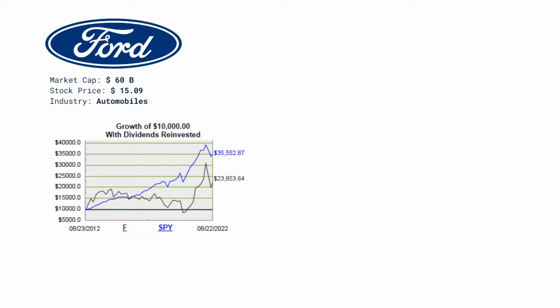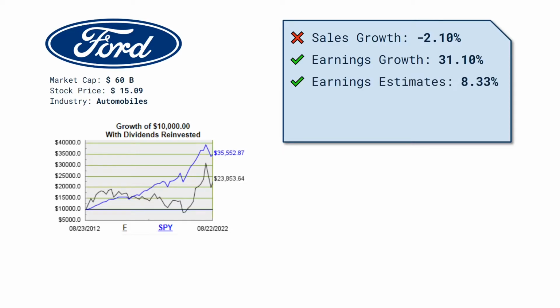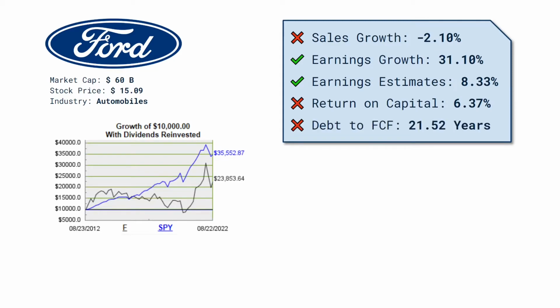Now for some financial data. Sales growth is negative -2.1%. Earnings growth is up a lot though, 31.1%. The analysts expect future earnings to be 8.3% annually. The return on capital is a bit low though, only 6.37%, and the debt compared to the free cash flow they are generating is at 21.5 years.